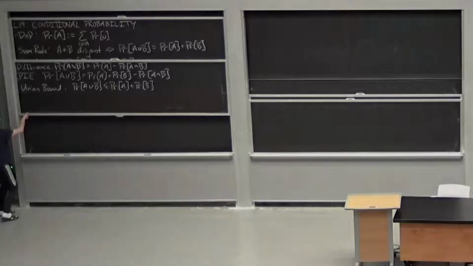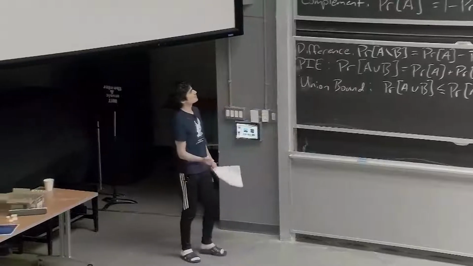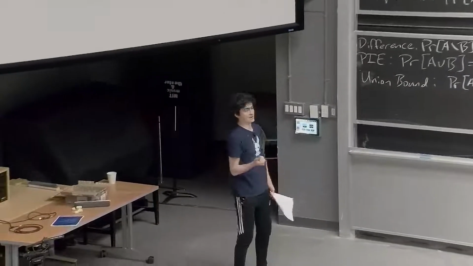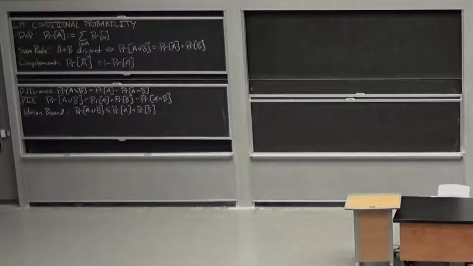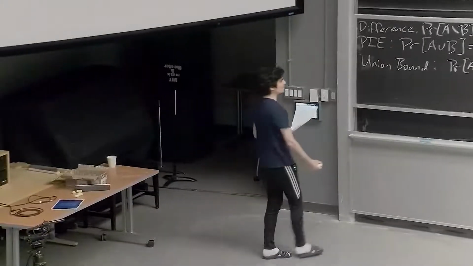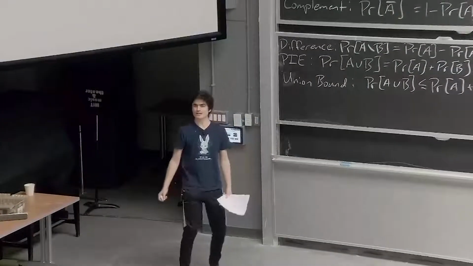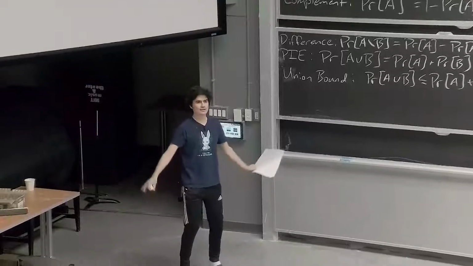Yeah? So the question is, what's the difference between the sum rule and PIE? So in the sum rule, we assume that A and B are disjoint. Okay? So if A and B are disjoint, then their intersection is empty. So the intersection has 0 probability. So PIE is just a way to generalize the sum rule to the case where they're not necessarily disjoint anymore. They may have a non-trivial intersection. Okay, good question. Any other questions? No? Okay.